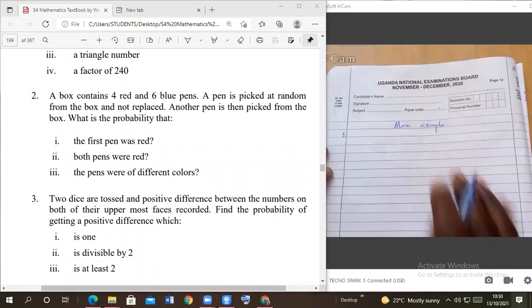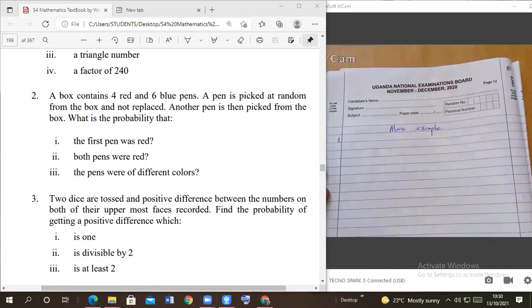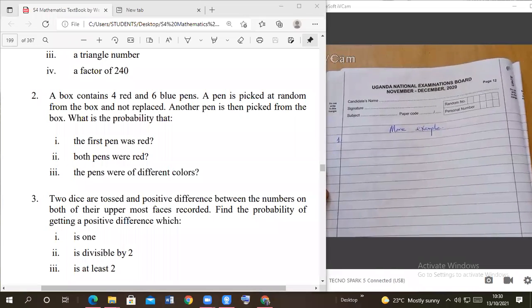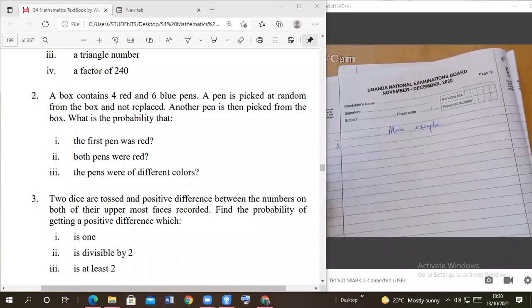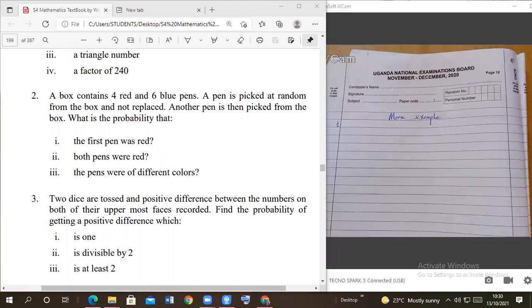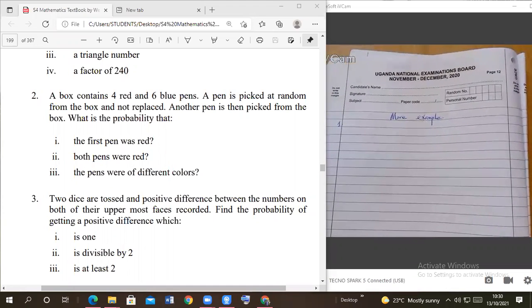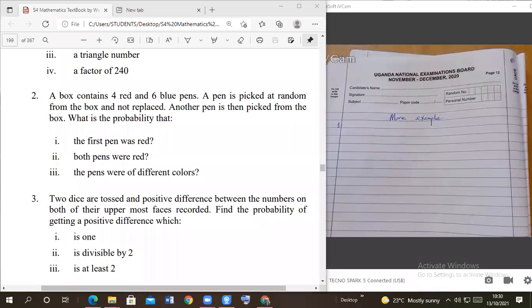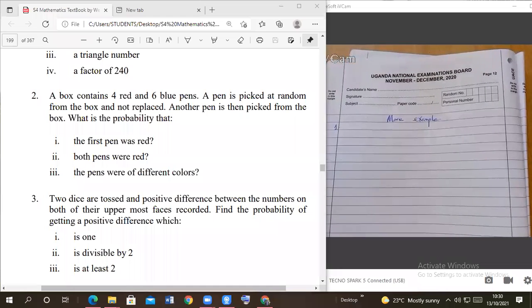Question number 1. What is it saying, members? It is saying a box contains... and just to help those who did not attend the other lesson, I said, when do we draw a probability tree diagram? We draw a probability tree diagram if the experiment or the number of trials is more than one. That's when we use a probability tree diagram.